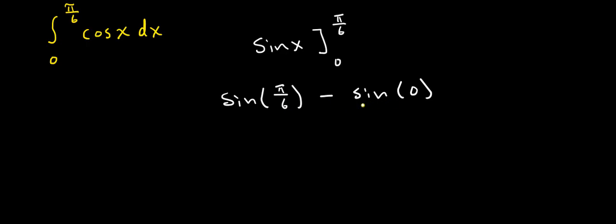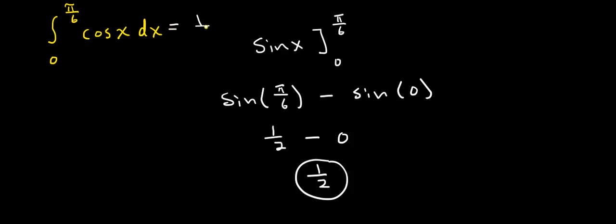So now you got to do sine of pi over 6 minus sine of 0. This is a part where you have to know your trig. What is sine of pi over 6? Well, pi over 6 is 30 degrees. Sine of 30 is 1 over 2. Sine of 0 is 0. So you end up getting 1 over 2. So the integral of that is 1 over 2.